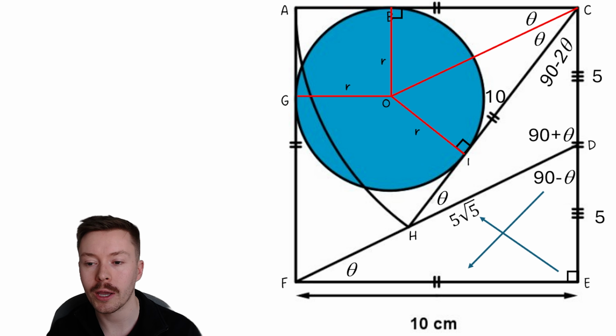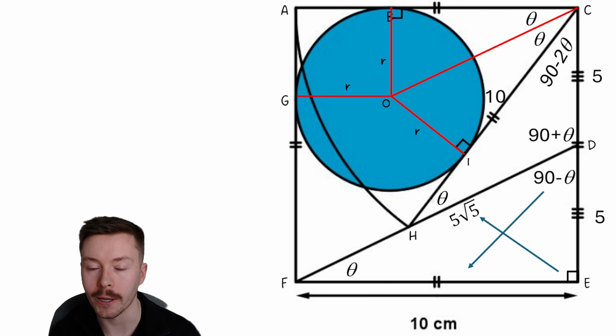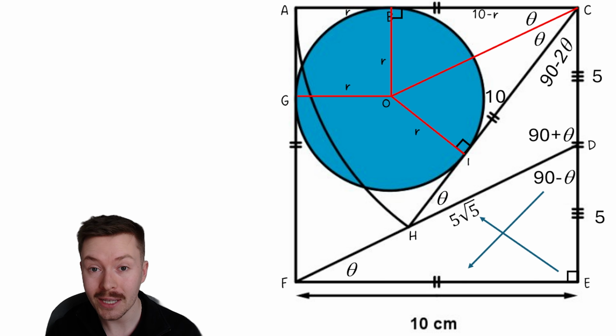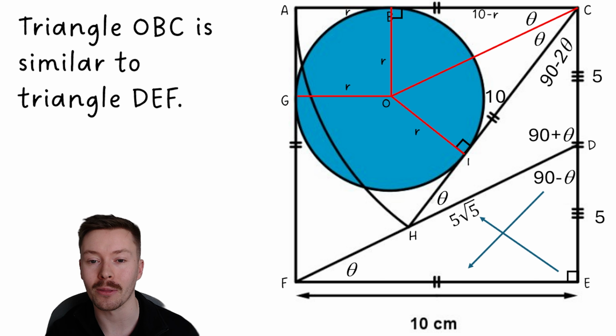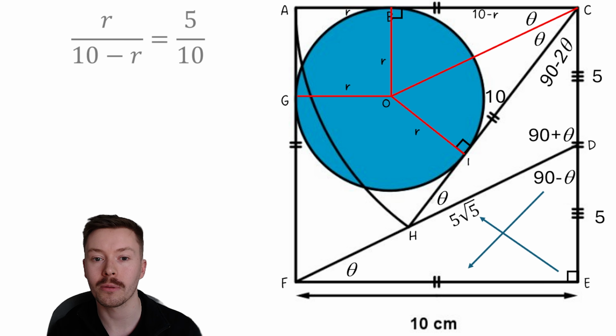I'm also going to introduce this radius because, again, the circle is tangent to the side of the square. That then means from A to B is a length of r, and from B to C is therefore a length of 10 minus r. Now, the final piece of this puzzle really is identifying that triangle OBC is similar, because it's got the same angles, to triangle DEF. That then means that the sides of those triangles, the corresponding sides, will be in the same ratio. And so we get that r over 10 minus r is equal to 5 over 10.